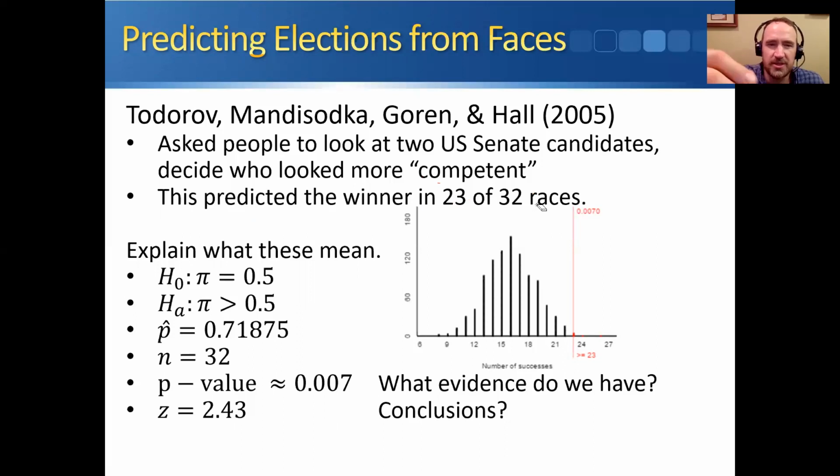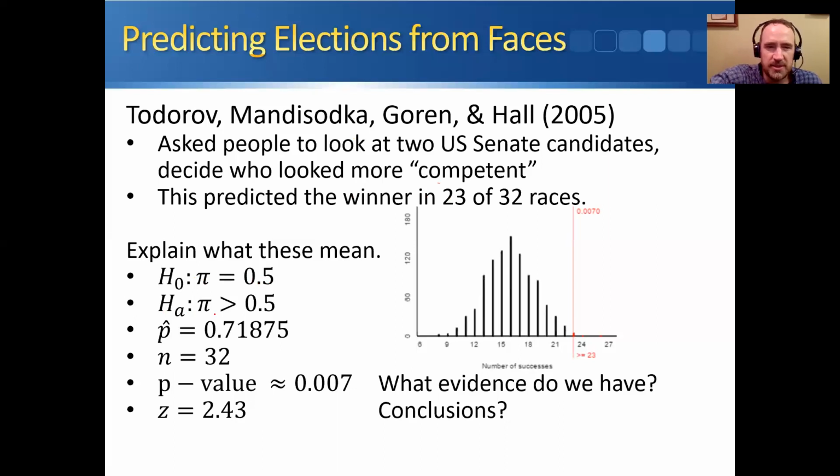I encourage you to take a look at all these things we've got in symbols here. Pause the video for a second and see if you can explain what each of those means. Let's go through these each. The first one is the null hypothesis is that pi, the proportion of success here, predicting the winner correctly, is 50%. Now, why should that be the null hypothesis? Well, in this case, it makes sense. There are two people competing. One looks more competent, one does not. 50% chance that the more competent looking person wins the race.